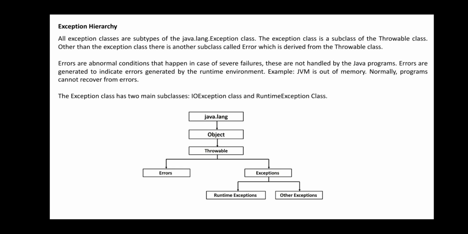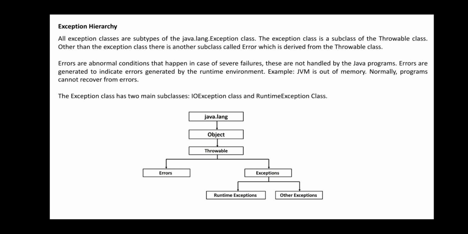So when our programs are defined with abnormal conditions and enter into severe failures, where your program is not giving the correct result that you are expecting, at that time Java cannot handle these situations. So errors are generated to indicate problems by the runtime environment. For example, JVM is out of memory. Normally programs cannot recover from errors.